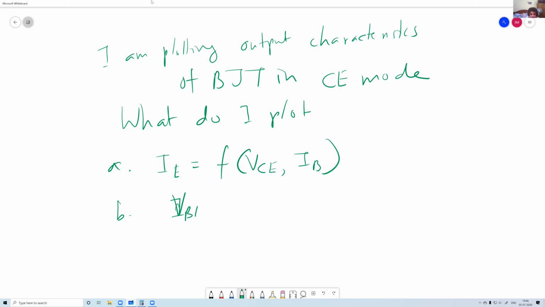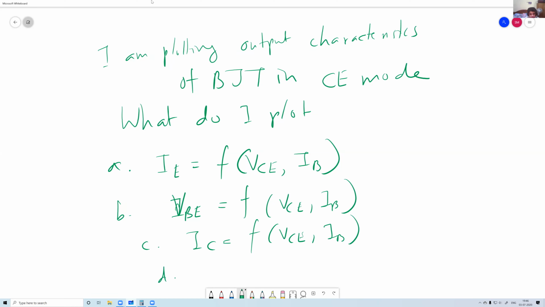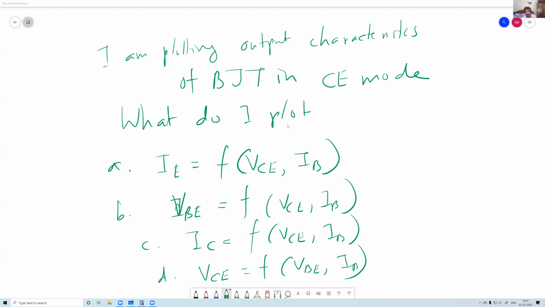VB as a function of VCE and IB. C is IC as a function of VCE and IB. D is VCE as a function of VB and IB. So which one do you think is correct? Which option you think is correct? Yes, C, right.